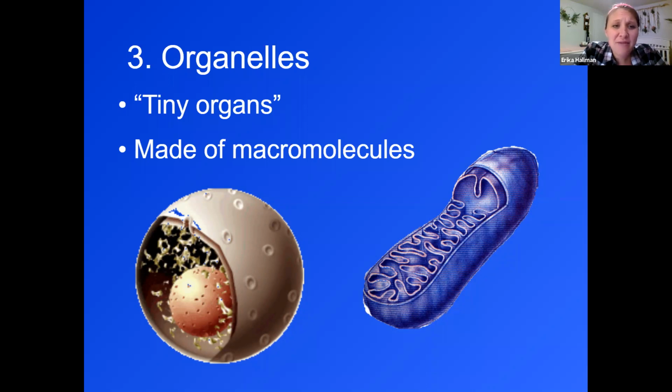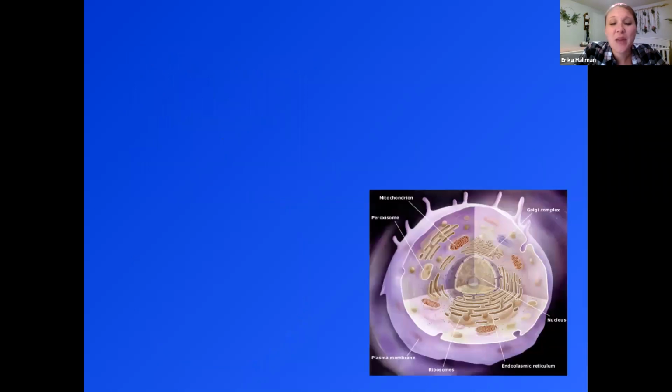You can also see on the left an image of a cell, and then the inside would be the nucleus. So things like mitochondria, nucleus, lysosomes, ribosomes, Golgi, ER, things like that would be organelles. And that, of course, brings us to the overall cell.